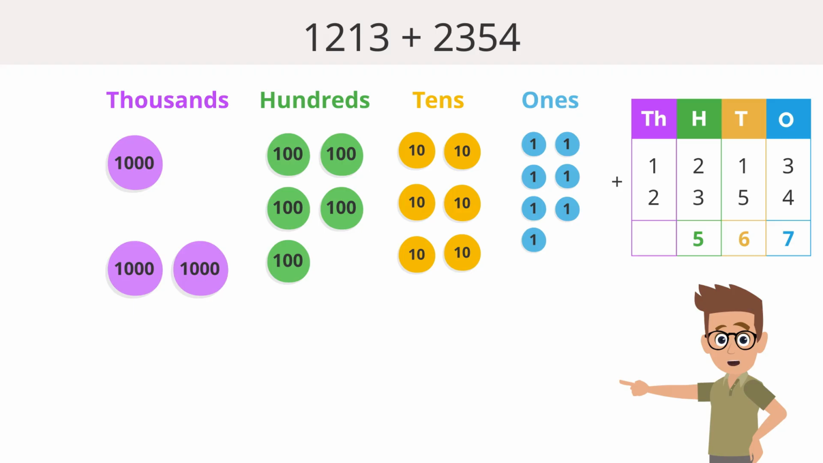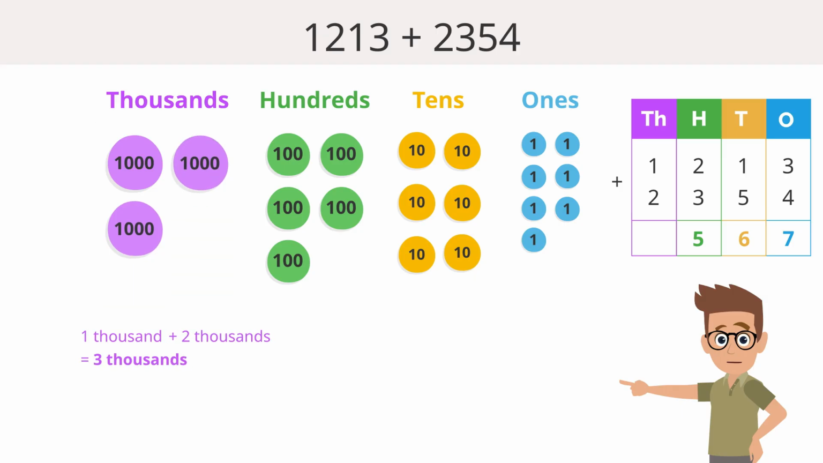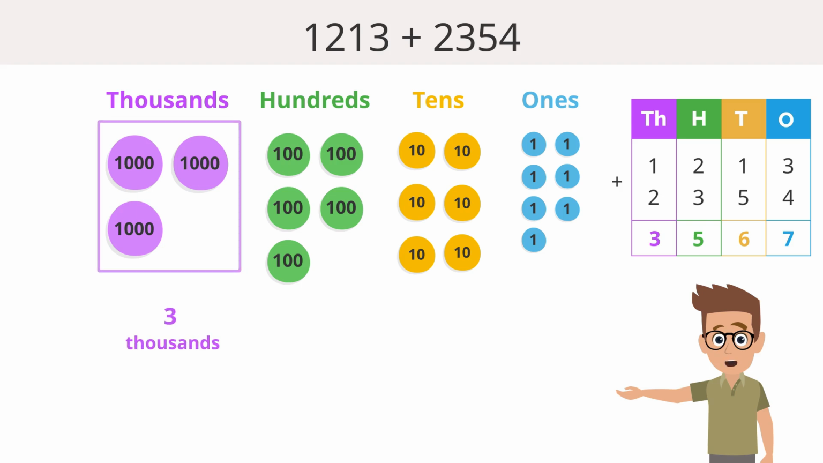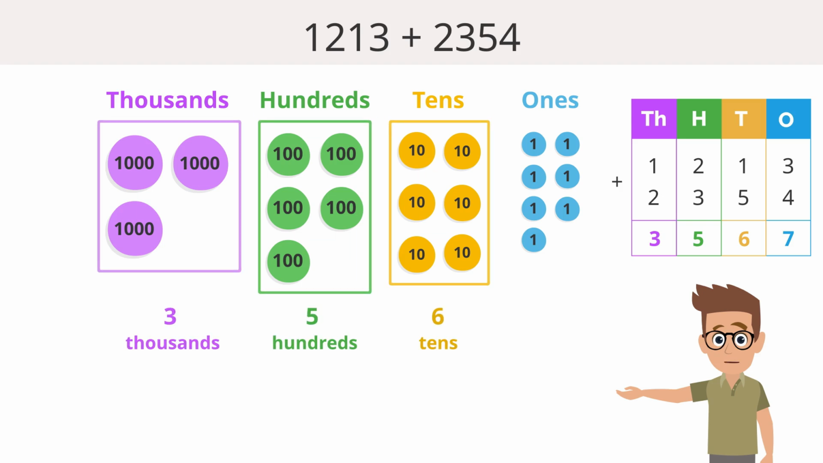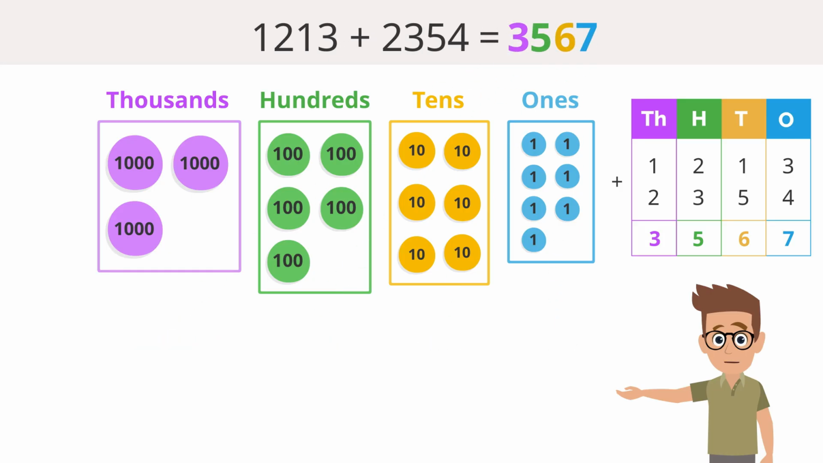Finally, we add the thousands. 1,000 plus 2,000s equals 3,000s. We have 3 thousands now, so we write 3 in the thousands place. After adding, we have 3 thousands, 5 hundreds, 6 tens and 7 ones. So, 1213 plus 2354 is equal to 3567.